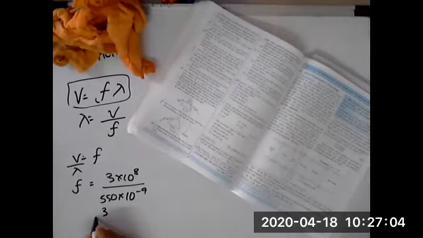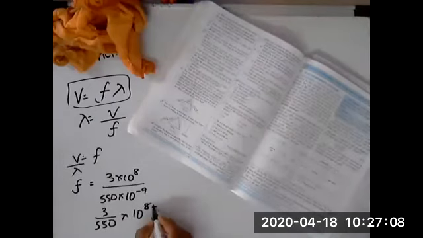Let me see if I'm carrying my calculator, because at least that much part I have to do with the calculator. So we'll get 3 divided by 550 times 10 power 8 plus 9, right? Your indices, yeah, if you've got your indices correct.